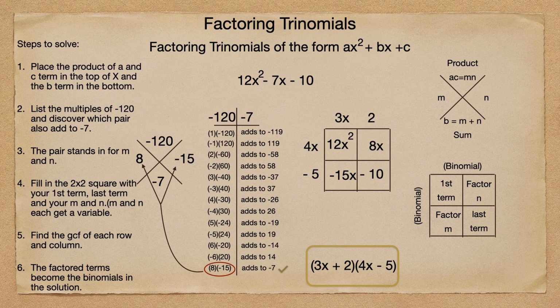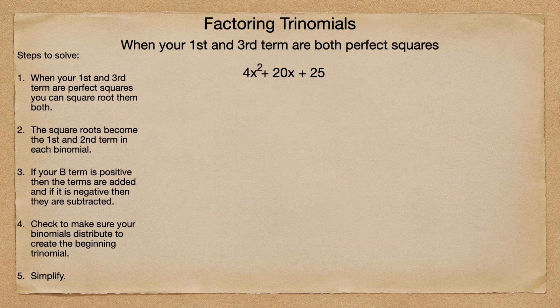Now let's go and see one of the shortcuts if our first and third term are both perfect squares. As you can see, our 4x squared is a perfect square, and our 25 is a perfect square. Perfect square meaning something multiplies by itself to equal it. So we're going to square root both the first and third term.